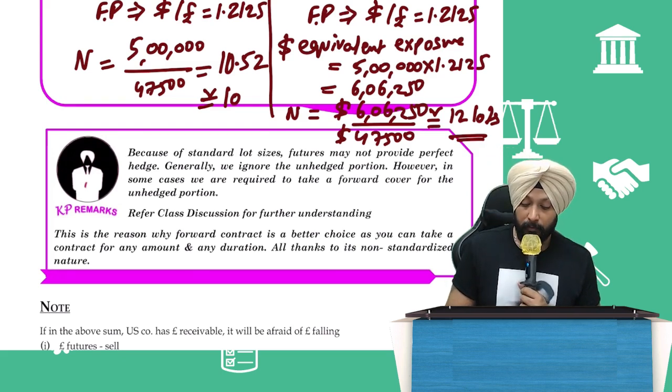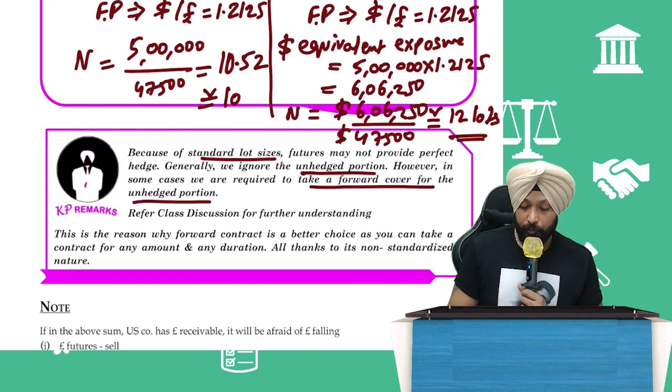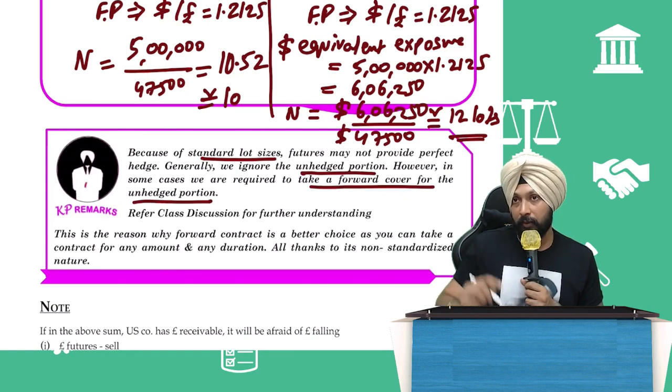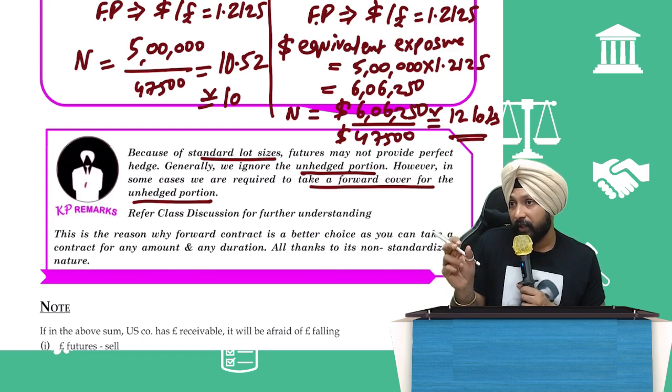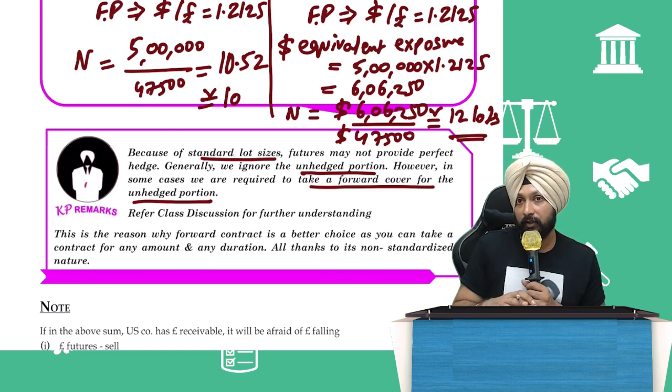That is what we have written below. Because of standard lot sizes, futures may not provide a perfect hedge. Generally, we ignore the unhedged portion. Ignore means you always go for under hedging. However, in some cases, we are required to take a forward cover for the unhedged portion. Sometimes questions will make it even more difficult for you. They will say whatever portion is unhedged, for that you take a forward cover.